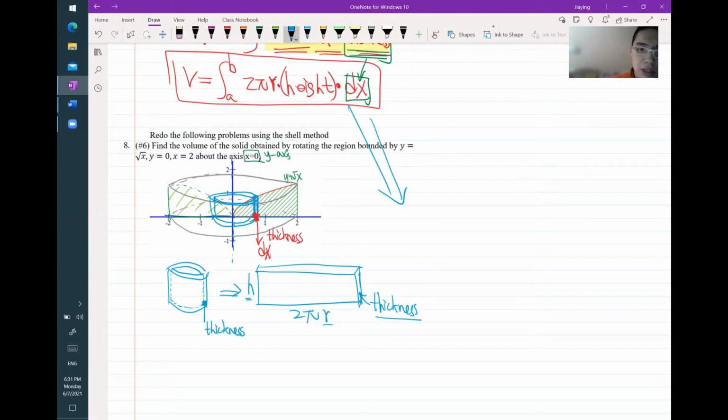So the radius of the cylindrical shell, on the diagram, is the distance from this y-axis all the way to this point. Let's call that x. We don't know what it is. It could be any x value from 0 to 2. So that's the radius. Let's just call that x for now.